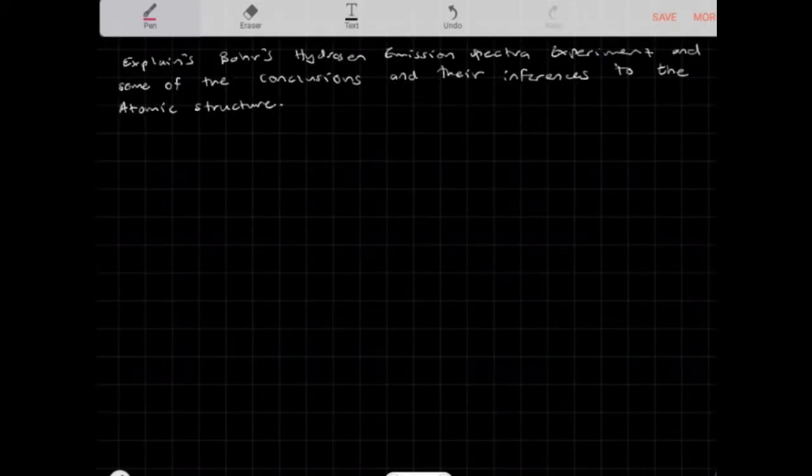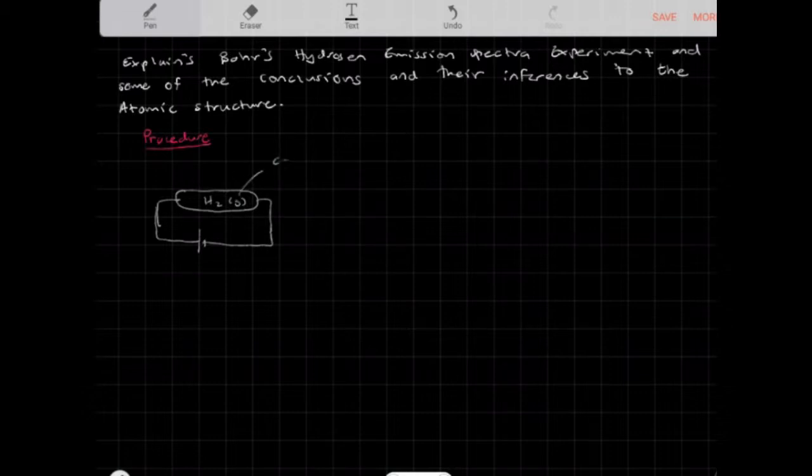Okay, let's explain Bohr's hydrogen emission spectra experiment and some of the conclusions and their inferences to the atomic structure. So recall that for Bohr's hydrogen emission spectra experiment, what he did was he took a cathode tube. So let's say this is the cathode tube, right? He filled this cathode tube with hydrogen gas. This cathode tube was attached to some kind of voltage source, creating the electrical current, and there was hydrogen gas on the inside of the cathode tube.